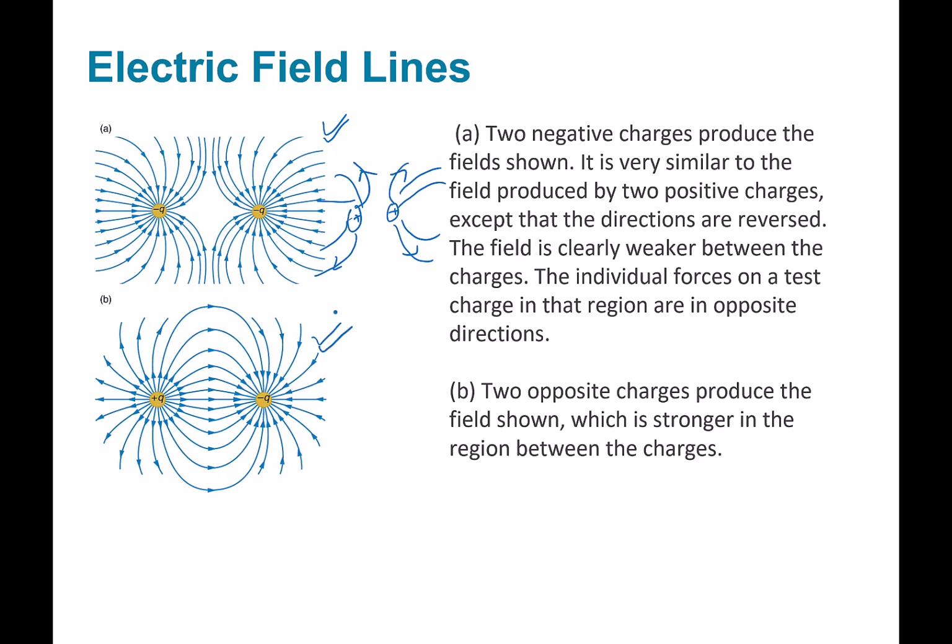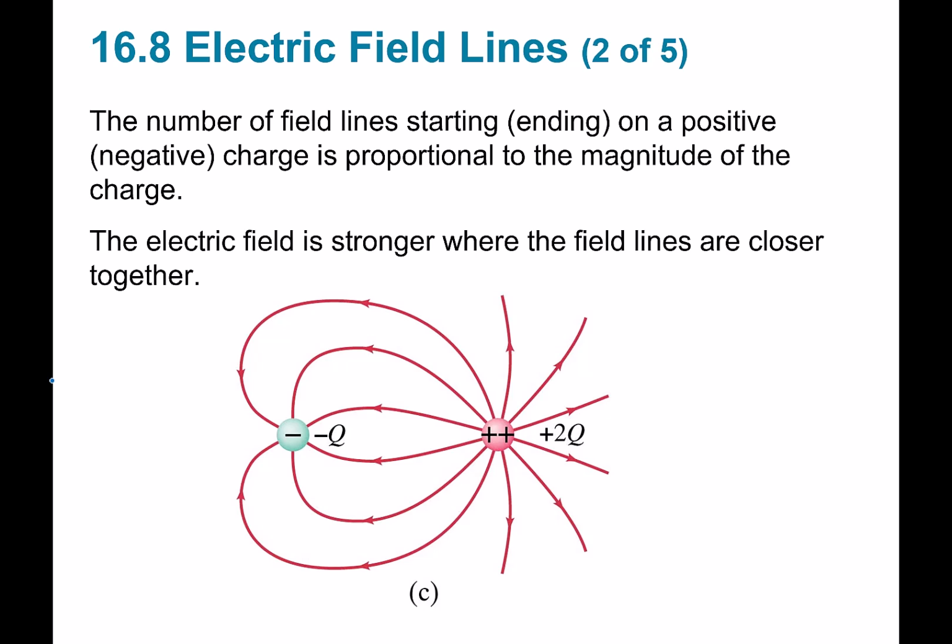Here is an example of an electric dipole where the magnitudes of the charges are the same, plus q and minus q. So as many lines that are emerging from positive as are entering into negative are equal. So for example, if there were 12 lines emerging from positive q, 12 lines must enter the negative q charge. The number of field lines starting or ending on a positive or a negative charge is proportional to the magnitude of the charge. The electric field is stronger where the field lines are closer together, as we already understood this.